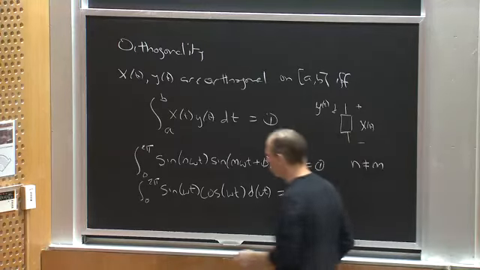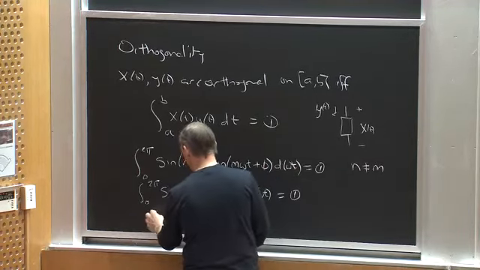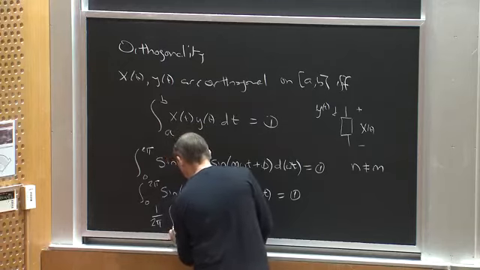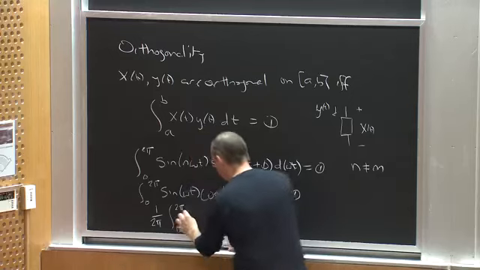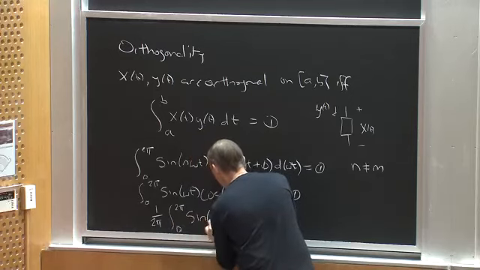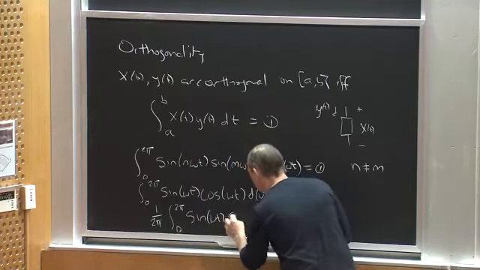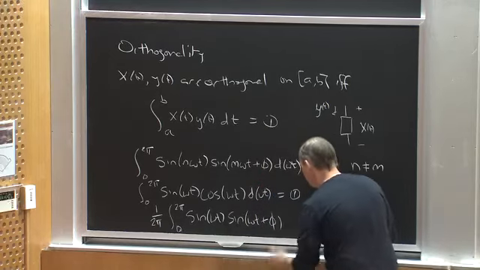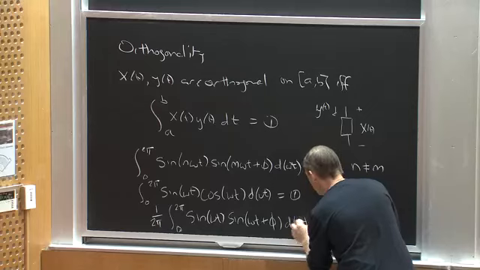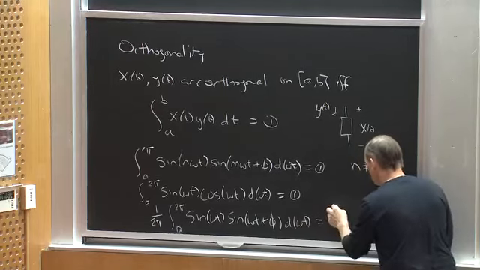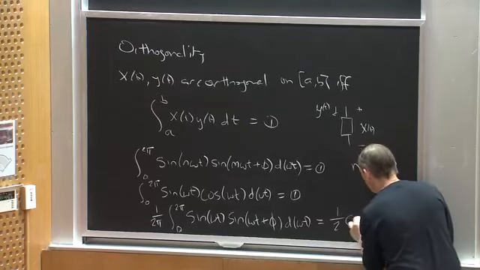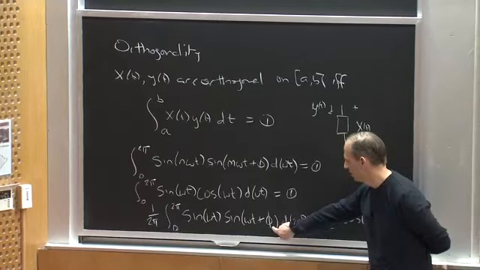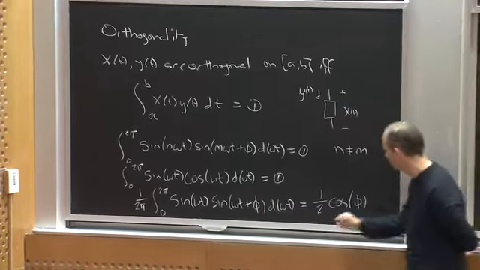More generally, we can write that 1 over 2 pi times the integral from 0 to 2 pi of sine omega t times sine of omega t plus some angle phi d omega t is simply equal to 1/2 cosine of phi, right? So if phi is 90 degrees, that becomes a cosine and I get 0.